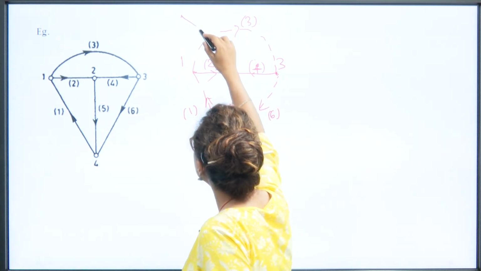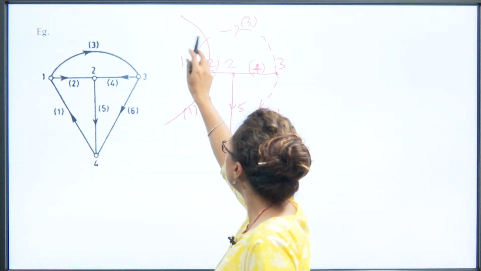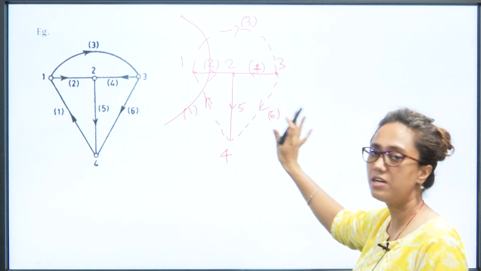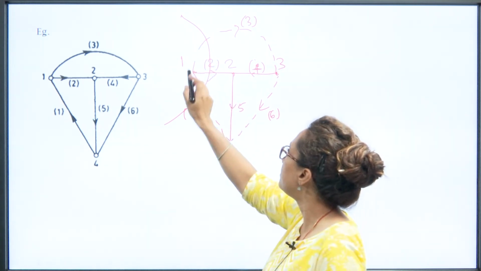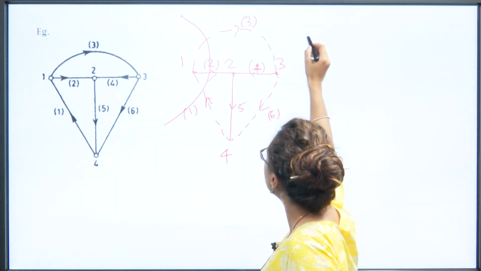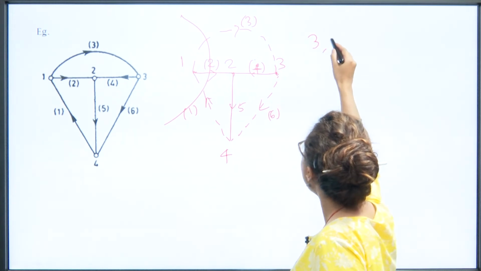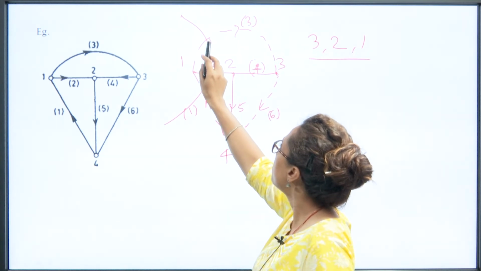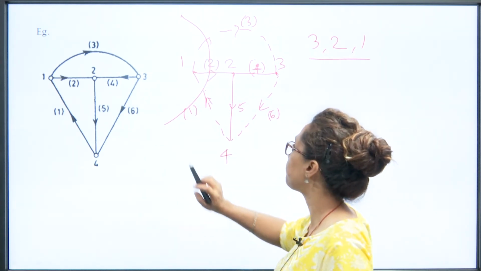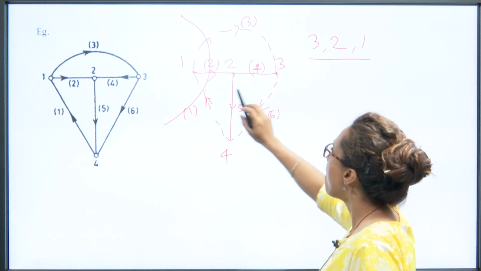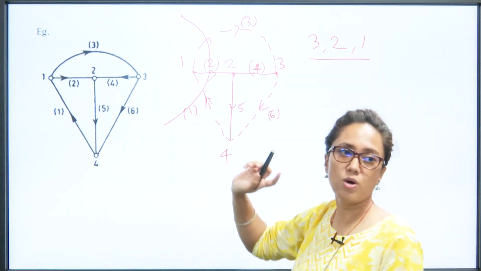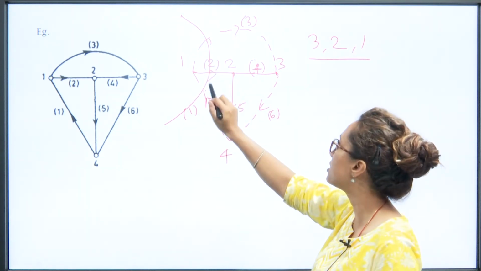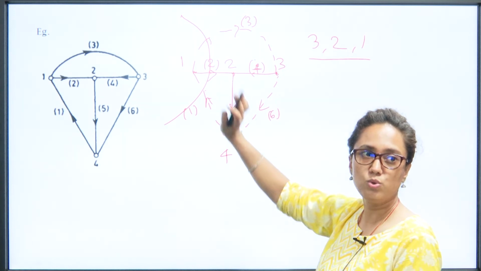Now, suppose this is a cut. This cut is dividing this graph in two parts, this is one part and the other is left as the other part. This cut is passing through branch number 3, branch number 2 and branch number 1. Out of branches 3, 2 and 1, branch number 2 is the only tree branch, shown by the solid line. The other two branches are co-tree branches.